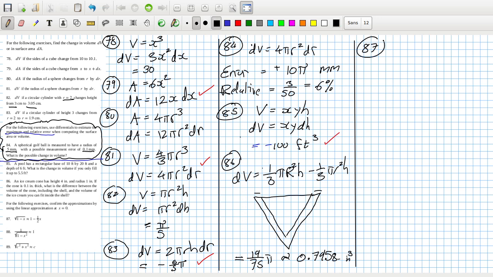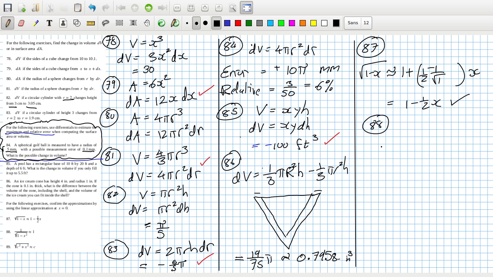87. For the following exercise, confirm the approximation by using the linear approximation at x is 0. So root 1 minus x would roughly equal f of 0, which is 1, plus the derivative times x minus 0. And the derivative is bring down the power, reduce the power by 1, and multiply by the inside derivative. So that would equal 1 minus a half x. Yep.